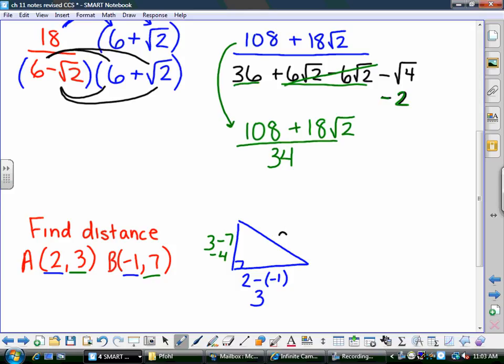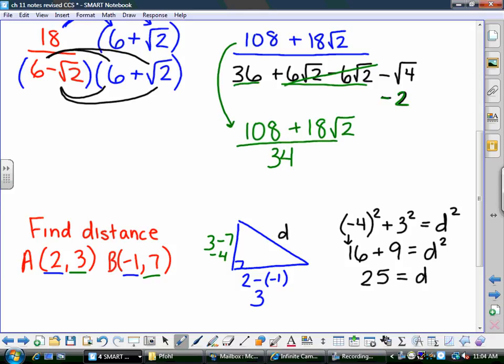The distance is the hypotenuse. And to find it, I'll do the Pythagorean theorem. Leg squared plus leg squared equals hypotenuse squared. 16 plus 9 equals distance squared. It is a positive 16 because when you do a negative 4 times a negative 4, that is a positive number. So 16 plus 9 is 25. And when I square root both sides, it turns out to be a nice number. The square root of 25 is just 5.